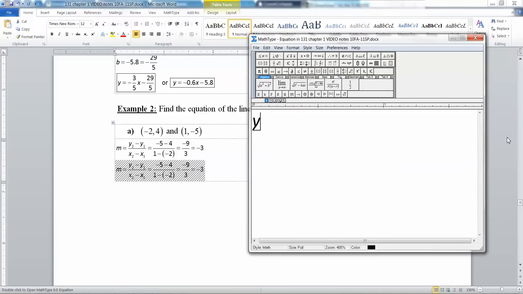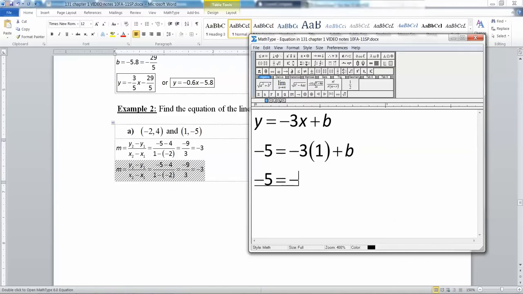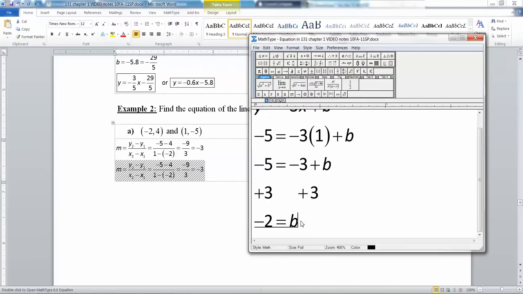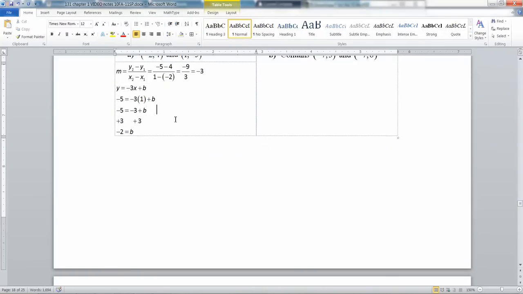Now, how does that help us? Well, remember, it's y equals mx plus b, right? You now figured out that the m must be -3. So how do you find b? B is the other one you need a number for. Well, you have 2 points, right? You just substitute one of them in. You say, okay, -5 equals -3 times 1 plus b, which means -5 equals -3 plus b. Then you add 3 to both sides, and you're going to have -2 equals b. Now that's not the equation. You're not done. You're just almost done.